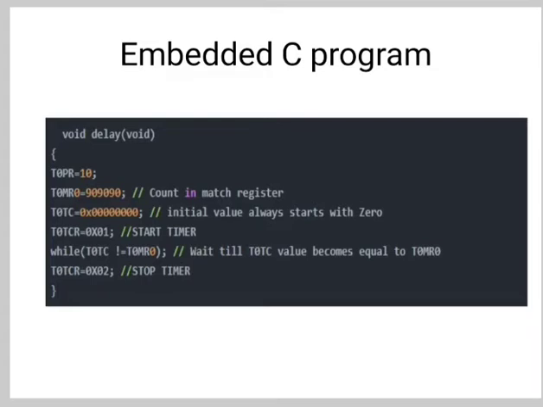So the program for this: first T0PR is 10, since PR is given. Then the count in the match register is 909090. Then the initial value always starts from 0, so it is reset to 0. Then start the timer, so it is 0x01. Then wait till the T0TC value becomes equal to the match register. Last is stop the timer.